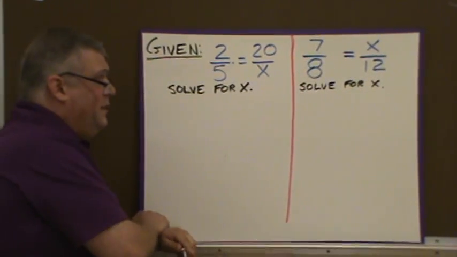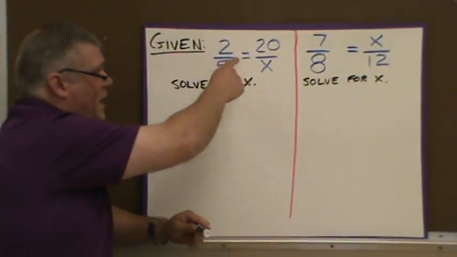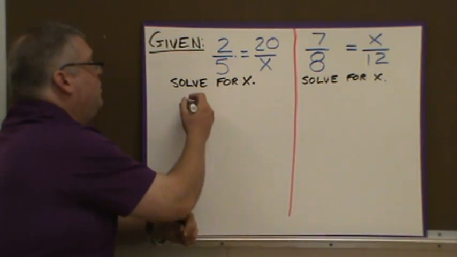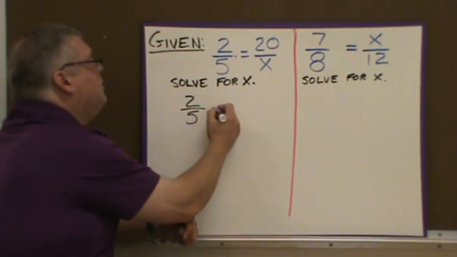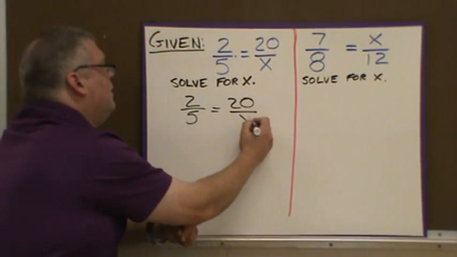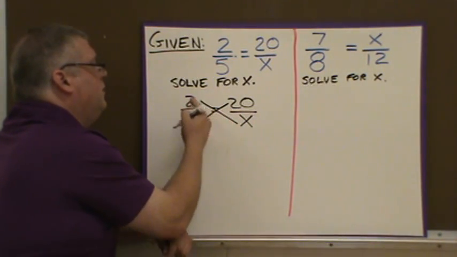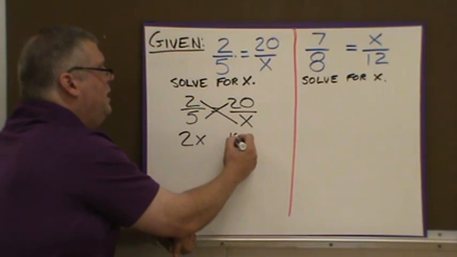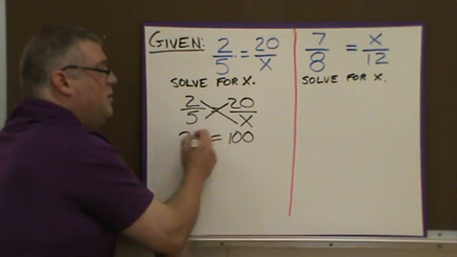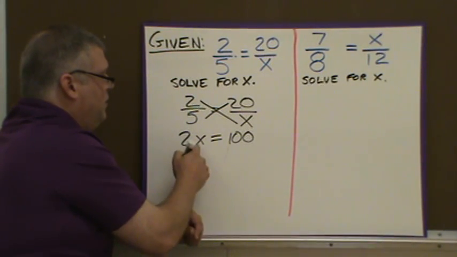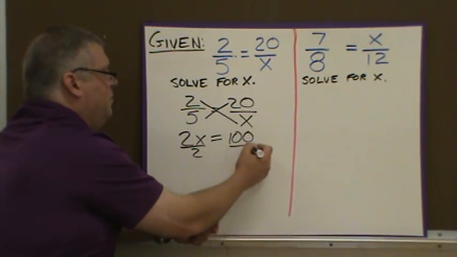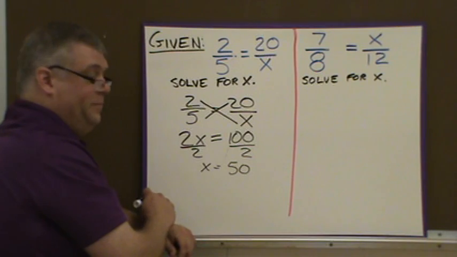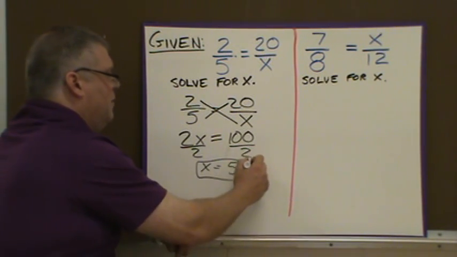Let's say you were given this particular example here, 2 over 5 equals 20 over x. Solve for x. First thing I do is I write the problem down. Then I do the cross multiplying. 2 times x gives me 2x. 5 times 20 gives me 100. Set those two equal. Now I've got 2 times x, which means I'm going to divide by the 2, which is going to give me x equals 50. And that would be my final answer.